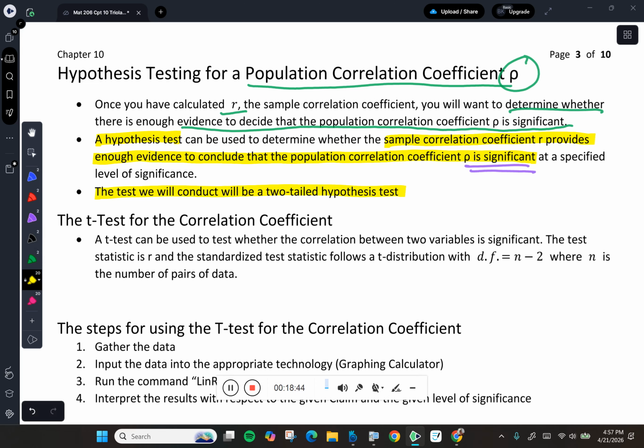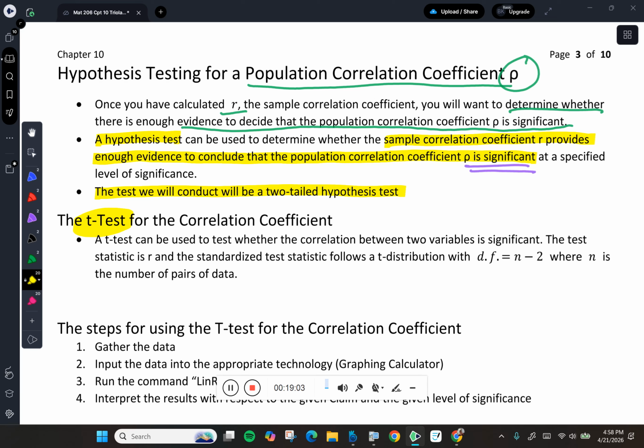The math behind the scenes is running a t-test. The reason it's running a t-test is we don't have population information. We don't have population means or population standard deviations. We just have sample information, sample data, so t-tests.